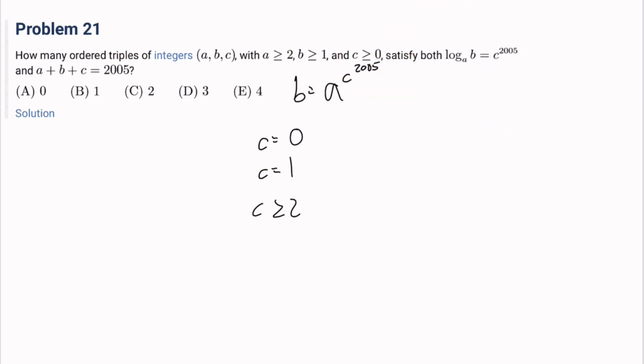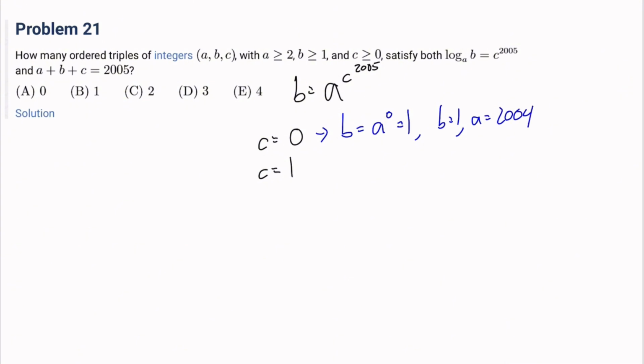That means C cannot be greater than or equal to 2. So C must be either 0 or 1, right? So first, if c is 0, then that will mean b equals a to the 0th power, which is 1. So b is 1, and therefore, since a plus b plus c needs to be 2005, a would equal 2004.